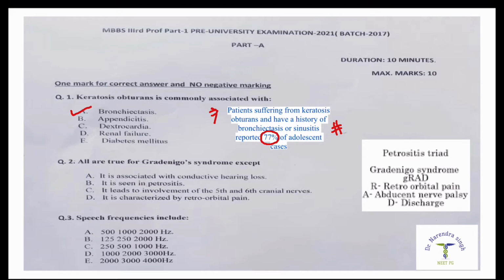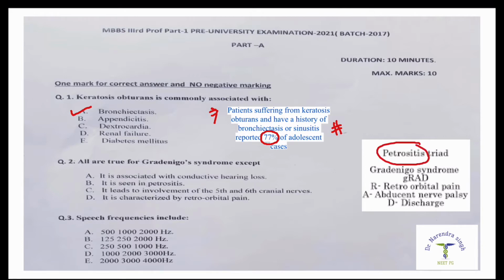Now, coming to question number 2, which was also confusing because of the options given. All are true for Gradenigo syndrome except: the four options are that it is associated with conductive hearing loss, it is seen in petrositis, it leads to involvement of the fifth and sixth cranial nerve, and it is characterized by retroorbital pain. We know that Gradenigo syndrome is seen in the case of petrositis.